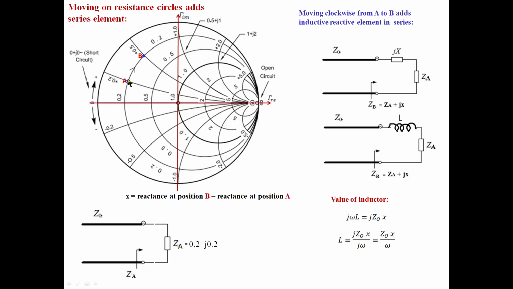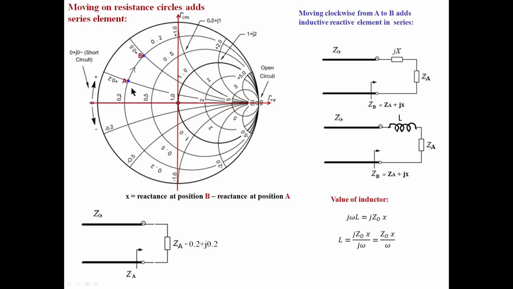How to find out the value of the inductor added? For example, I am here and I moved clockwise. It adds a series inductor, but what is the value of this inductor added? If I move from A to B, you can find out easily. Find the reactance at position B, meaning which reactance circle is passing through it. Note down the value of this reactance circle, that is 0.5. Next, what is the reactance at position A? Note down this, 0.2 circle is passing through this.